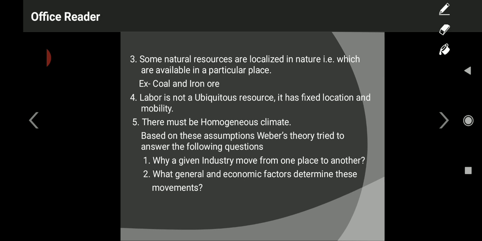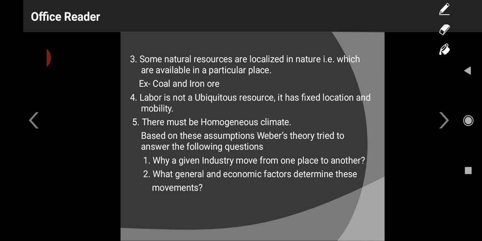Coming to the fourth assumption, that is, labor is not a ubiquitous resource, it has fixed location and mobility. Water, clay, sunshine, air, these resources are ubiquitous. We know that in all the corners of the country, we will get labor, population. But in general, we can't say that labor is a ubiquitous resource.